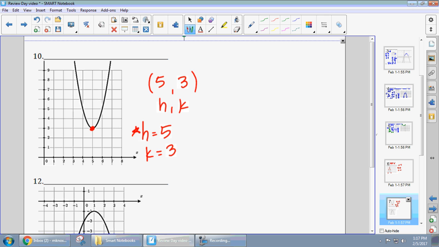And then our A, let's see how this changed. My A is going to be positive because my parabola is opening upward. When I go back 1, I go up 2. So I am going to stretch or narrow by the factor 2. So for this equation, number 10, y equals 2 times (x - 5) squared plus 3, doing the opposite of h.